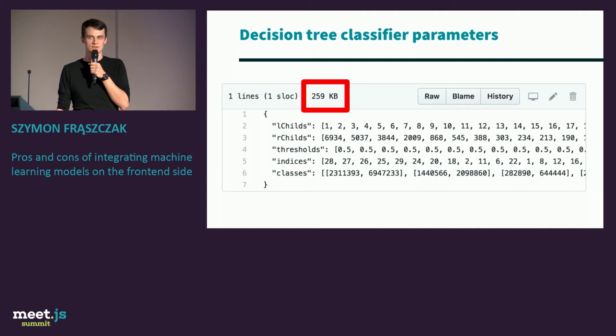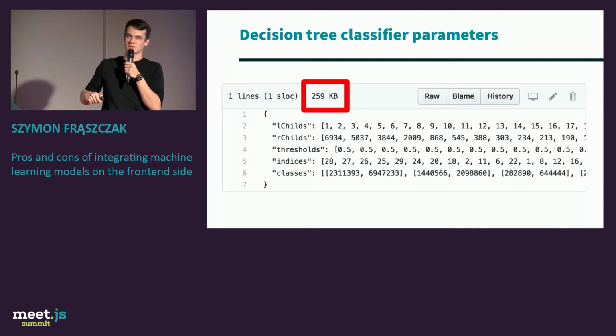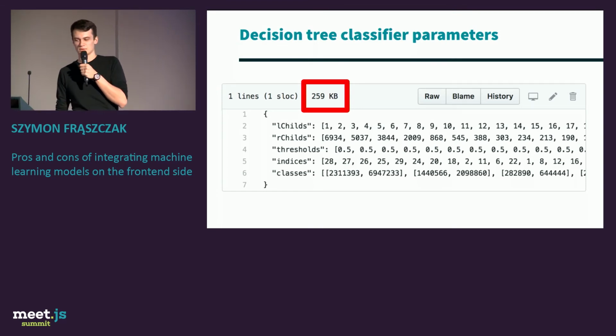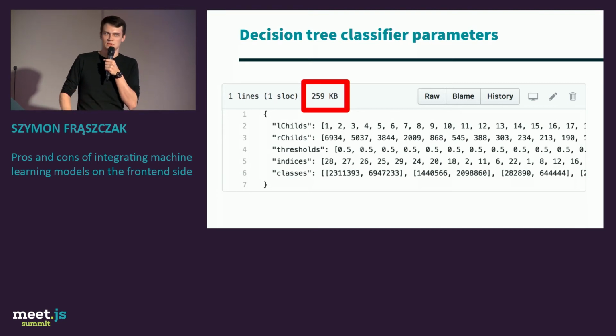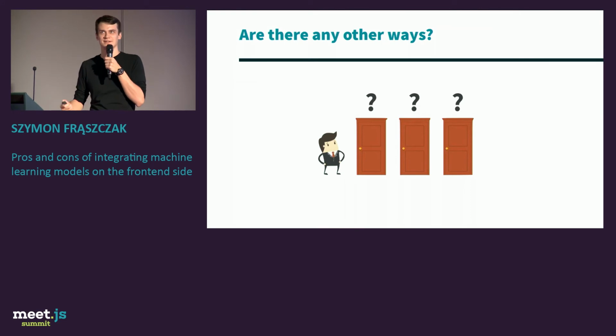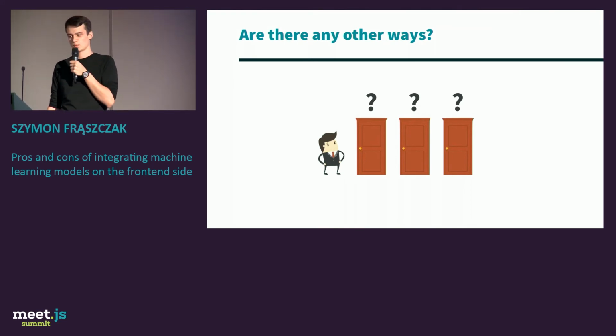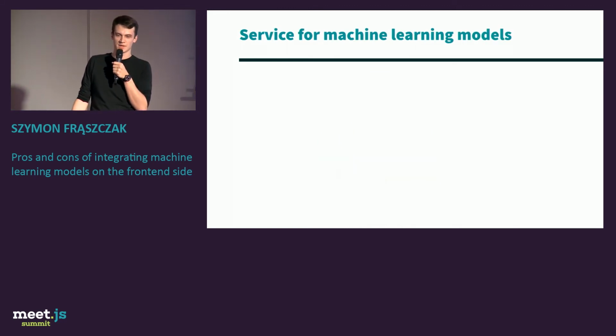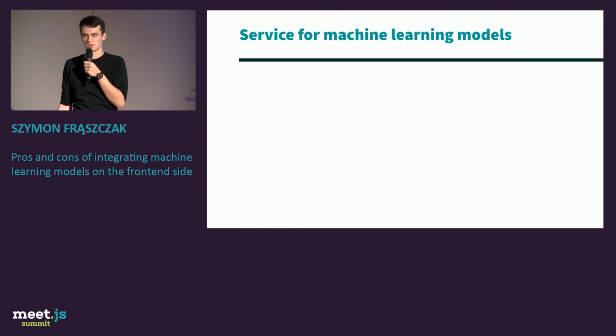We also tried to export some neural network algorithm, but it was also pretty heavy on the front end. So this is why we decided to check whether we can have some different solution. And this is why we decided to implement our own service. And now I would like to shortly describe what it does and how it works.